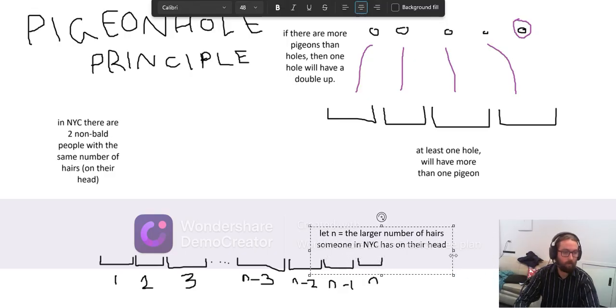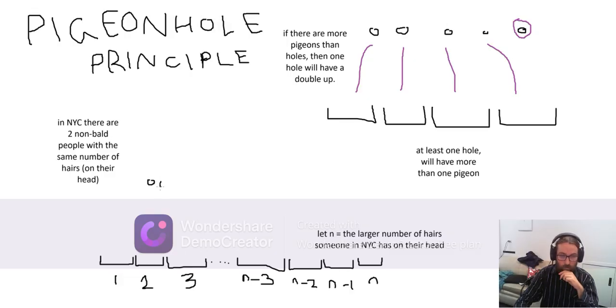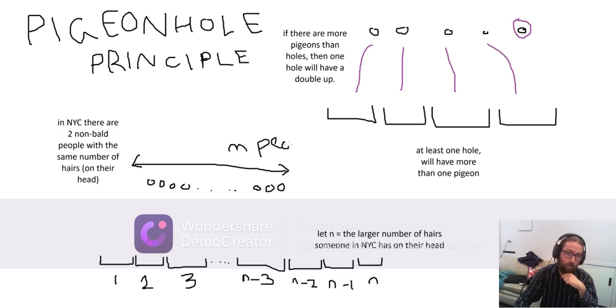Cool, and again, what are our pigeons? Our pigeons are going to be the residents of New York City. Now, I'm not completely confident how many people are in New York City, but it shouldn't actually matter. Let's just say there are M people in New York City. I don't have these numbers on the top of my head, but what I do know, and you can verify this online, is that M is greater than N. Meaning there are more pigeons than there are pigeonholes. And again, beautifully, that is all we need to prove the claim is true.